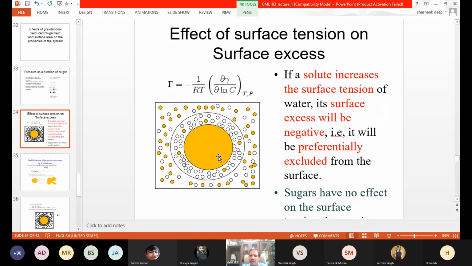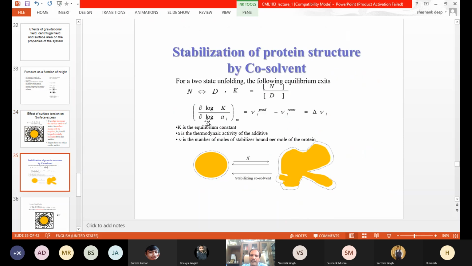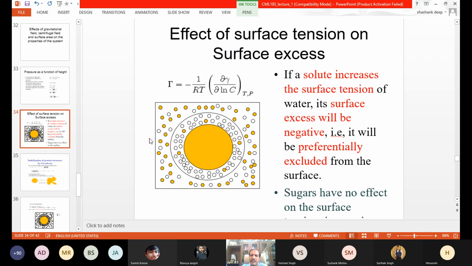Okay. So, another thing that can talk about equilibria of this. And what does it tell you? I will not explain in detail, but what it does tell you is that the solute which is preferentially excluded will stabilize the protein. Will stabilize the protein.